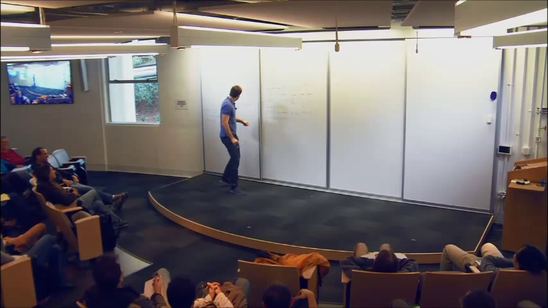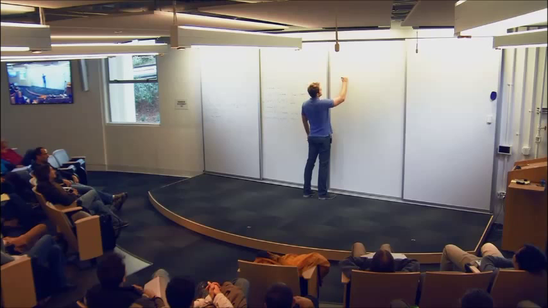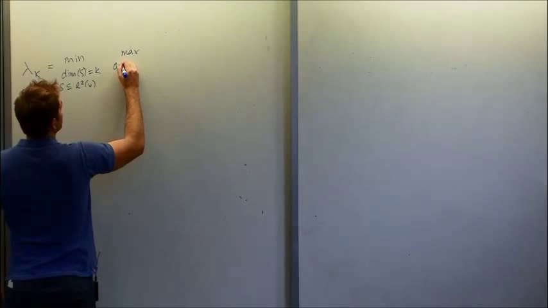Yeah. So okay. So how can you hope to prove such a thing? Well, first you can write down what is the kth eigenvalue. So you can write down the variational characterization. So let's see. You want to minimize over all subspaces of functions of dimension k, and then look at the maximum over non-zero functions in the subspace.